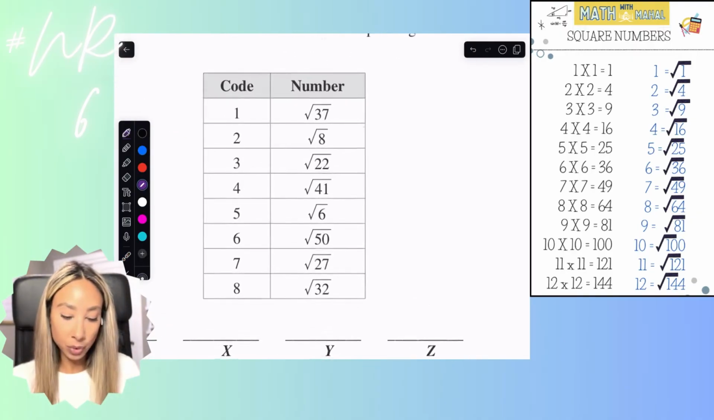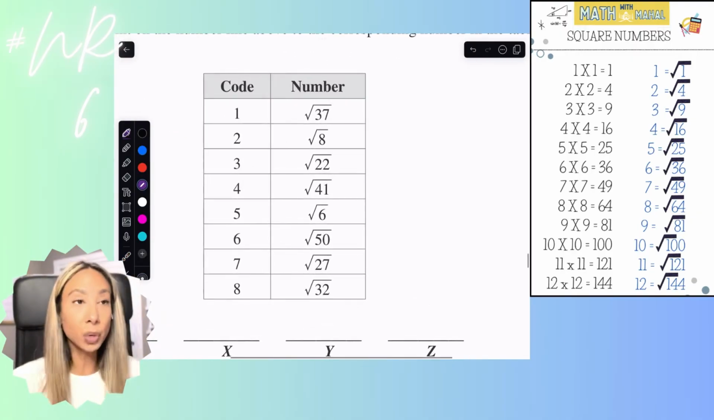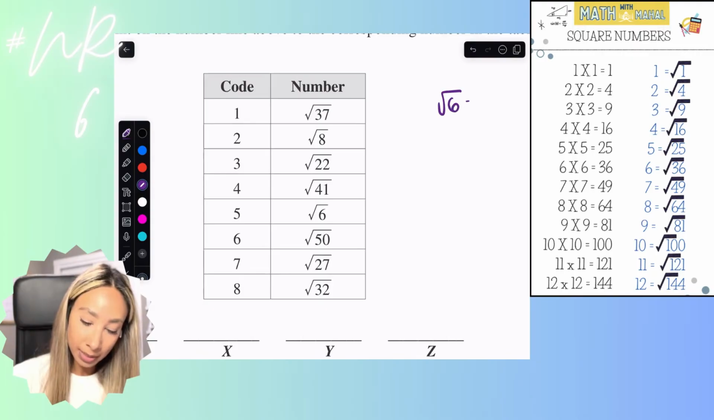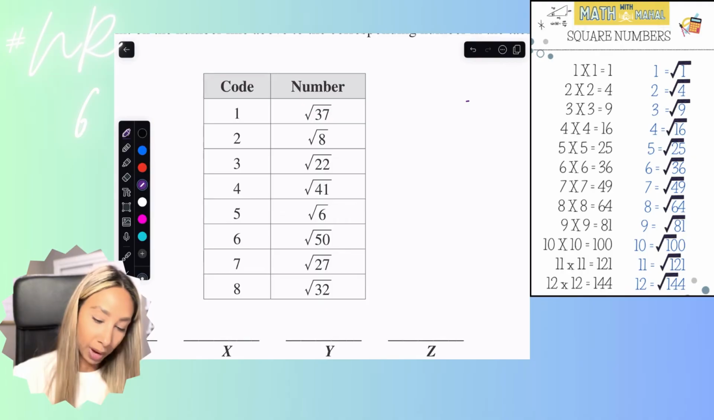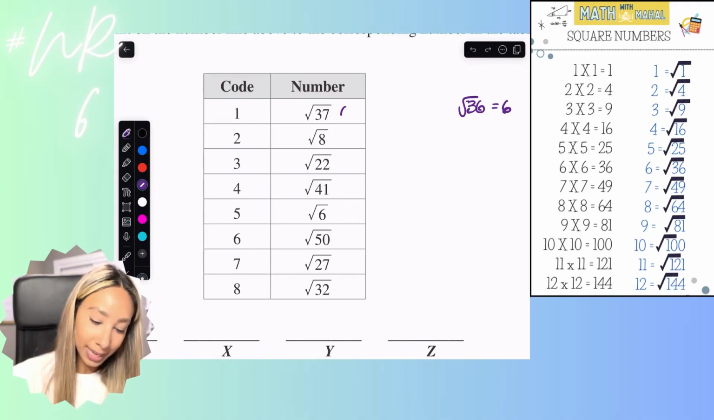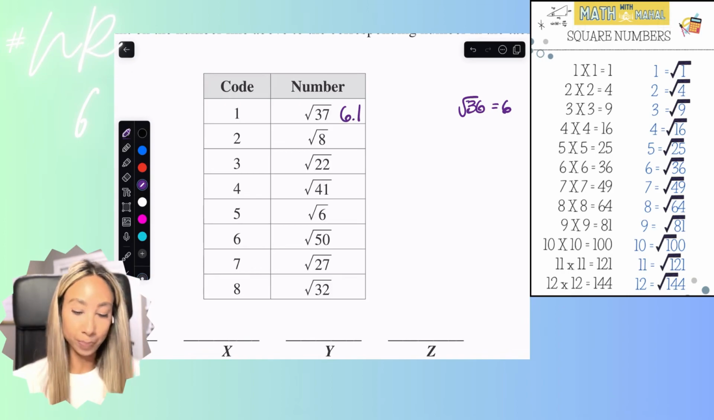So let's look at our first one. The square root of 37. Well, I know the closest I can get is going to be 6. So I know the square root of 36 is equal to 6. That means this number is probably a little bit bigger than 6. So I would say it's going to be about 6.1, okay?